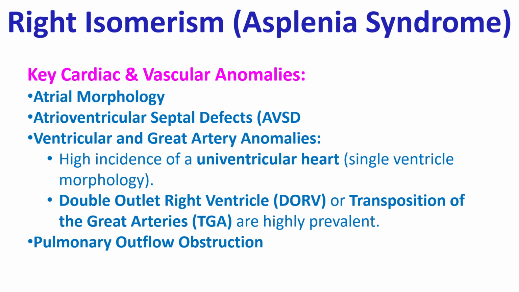Right atrial isomerism, Asplenia syndrome. Right isomerism is characterized by the bilateral tendency of organs to develop right-sided characteristics, that is bilateral right-sidedness. From a cardiac perspective, this syndrome presents with highly complex cyanotic anomalies that often require early surgical intervention. Key cardiac and vascular anomalies.